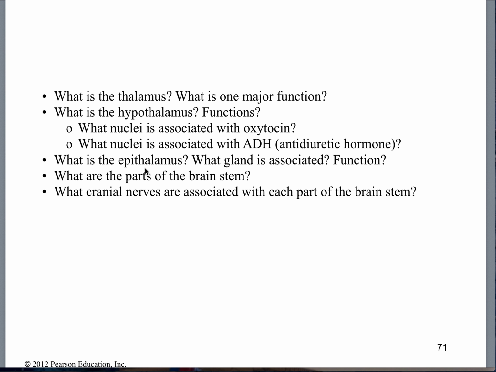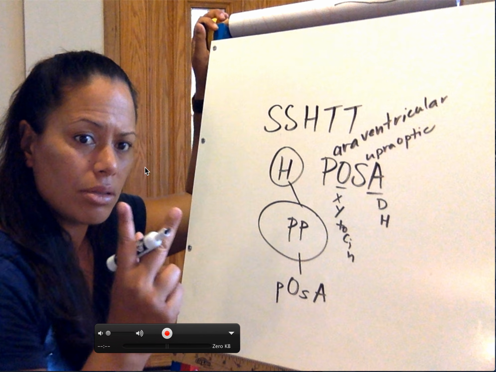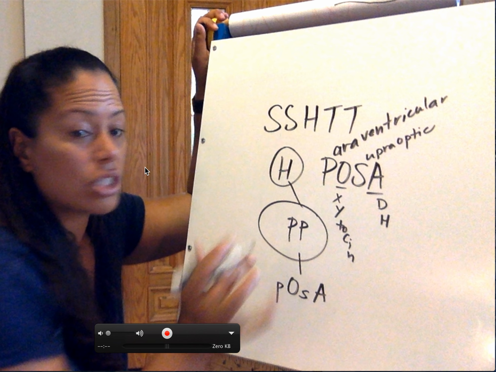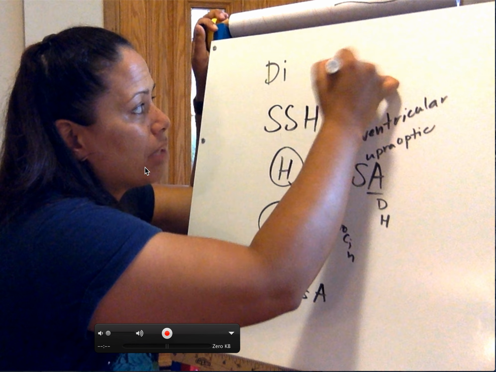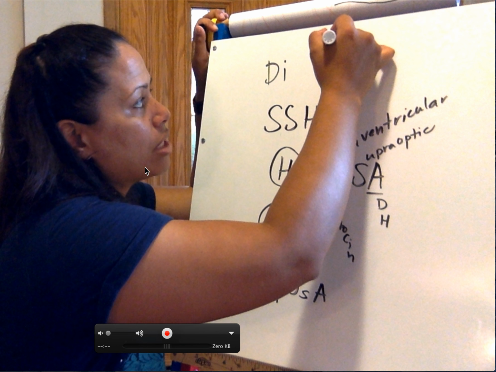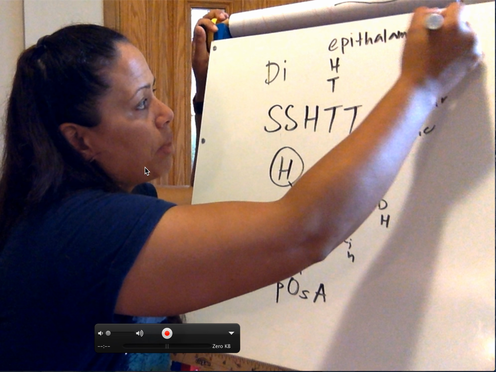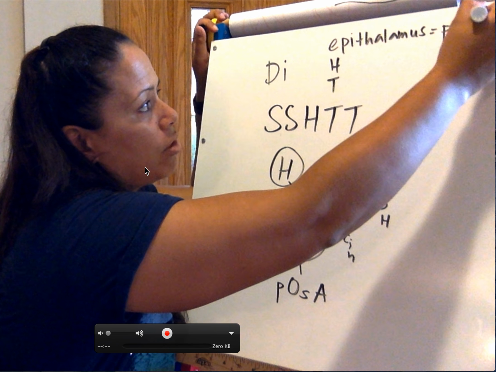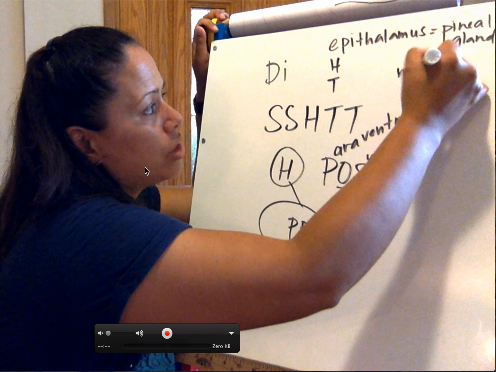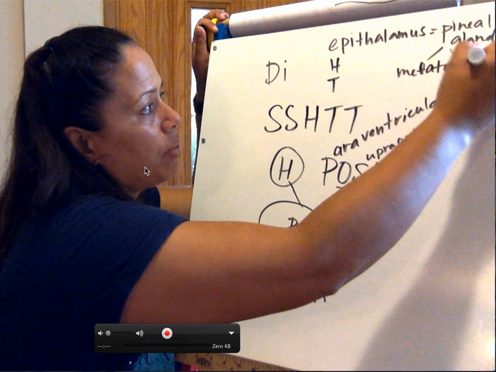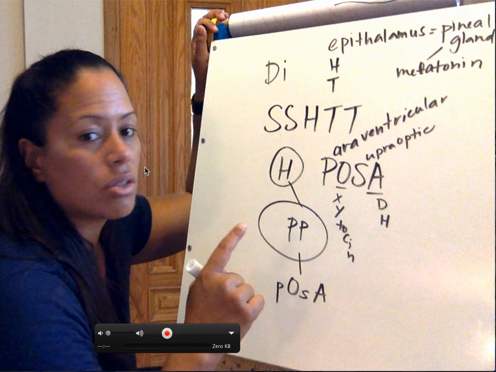What is the epithalamus? So didn't we say that the diencephalon only has 2 things? No, I don't know why they just classify it as diencephalon when there's 3 parts to it. There's the hypothalamus, there's the thalamus, and then there's the epithalamus. The epithalamus, we're only going to remember that it is associated with the pineal gland, and the pineal gland releases something called melatonin, and melatonin is associated with sleep.